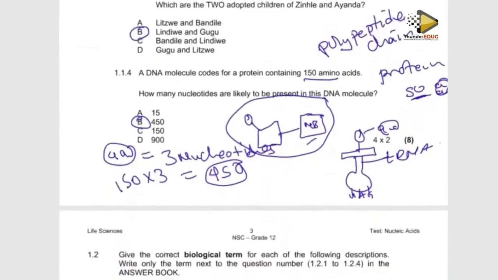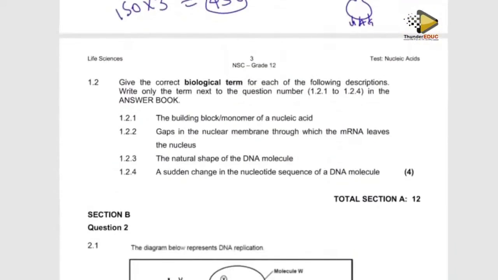Now let's go to the terminologies. You cannot go to the paper without knowing the terminologies. The building blocks or the monomers of DNA. Next time I'm going to show you the booklet, what we have covered versus what is here. So the building blocks or the monomers of nucleic acid. How do we call the monomers? Remember, the monomers are the bricks which make up the DNA. Nucleic acids are messenger RNA, RNA and DNA. So the answer here is going to be nucleotide.